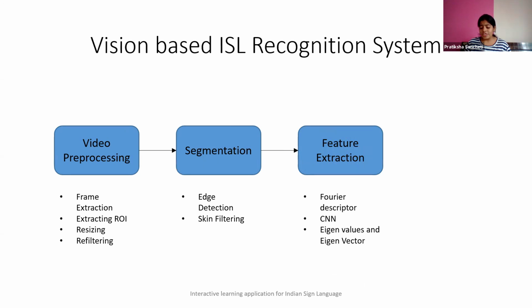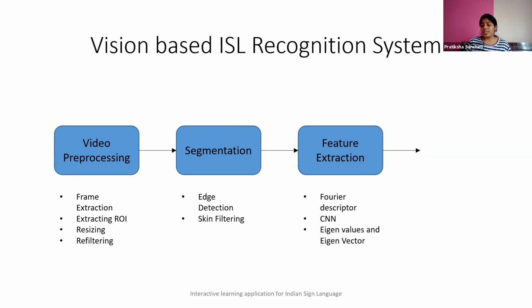We need to extract features because initially we have a data set and we have a number of features, but these features are too many and we cannot give this for training. We need to reduce those features and convert them into simplified features so that it would be easier for classification. This feature extraction can be done by using Fourier descriptor, by using CNN, eigenvalues and eigenvectors.